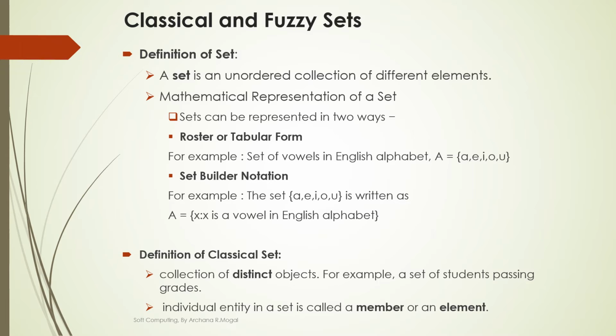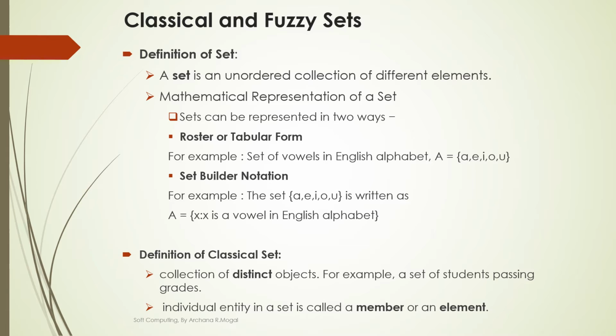Then set builder notation. In this form, the set is defined by specifying a property that elements of the set have in common. The set is described as A = {x : P(x)}. For example, in set builder notation, the set {A, E, I, O, U} is written as A = {x : x is a vowel in the English alphabet}.